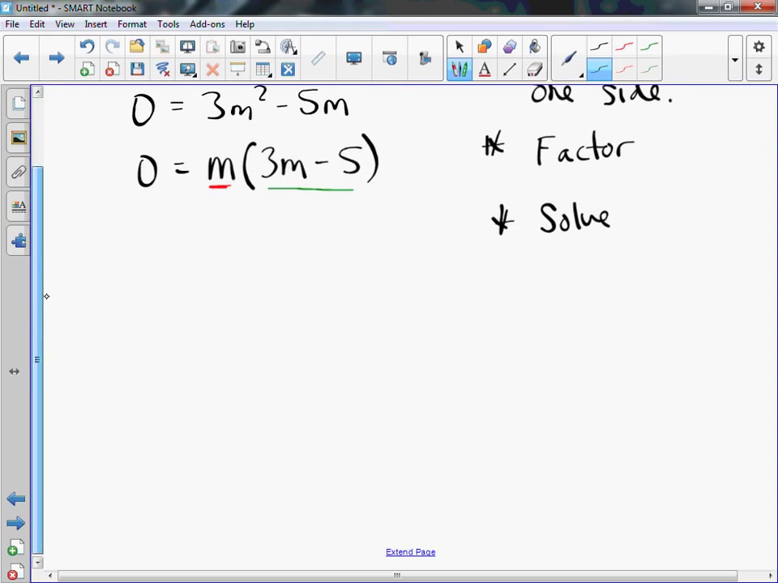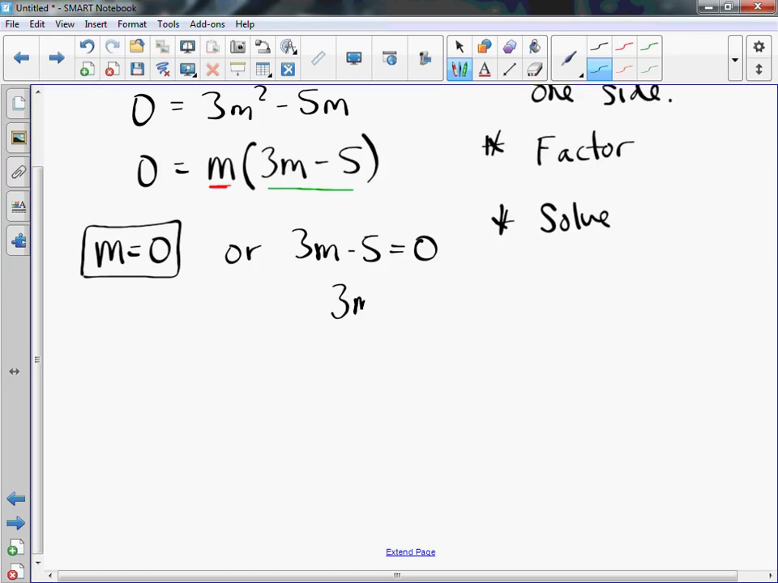Okay, and to solve that, we're going to break this apart. So either m equals 0 or 3m minus 5 equals 0. Okay, how do we solve these? Well, this one's done. Okay, this one, add 5. Divide by 3 on both sides. And we'll just leave that as a fraction.